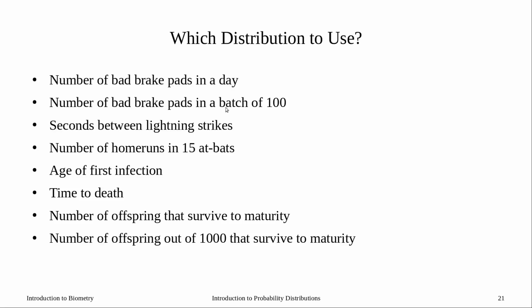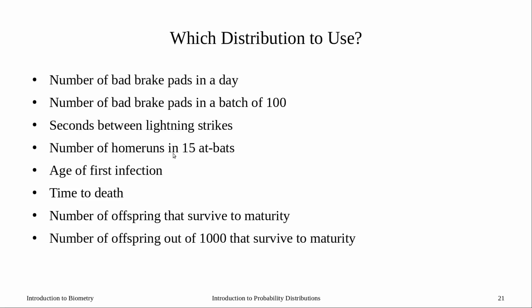Number of bad brake pads in a batch of 100. This is binomial. We just gave the out of number, so you can have any number from 0 bad brake pads up to 100. That's a binomial. Seconds between lightning strikes. This is a Poisson. This is a time to event. You could have seconds from just after 0 seconds all the way up to infinite, where there isn't another lightning strike. So this is a Poisson.